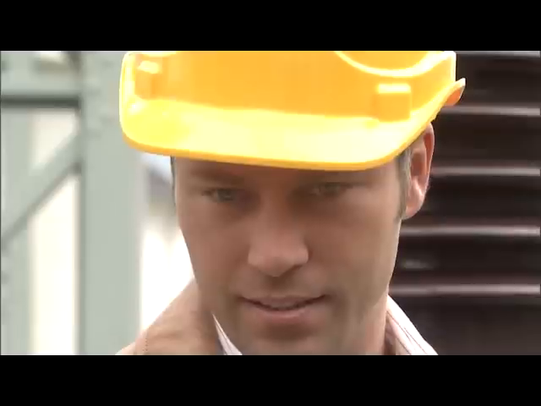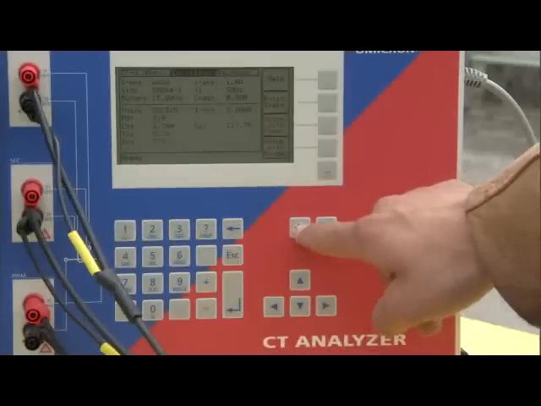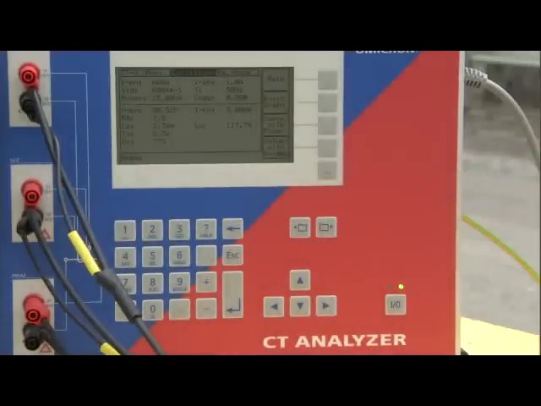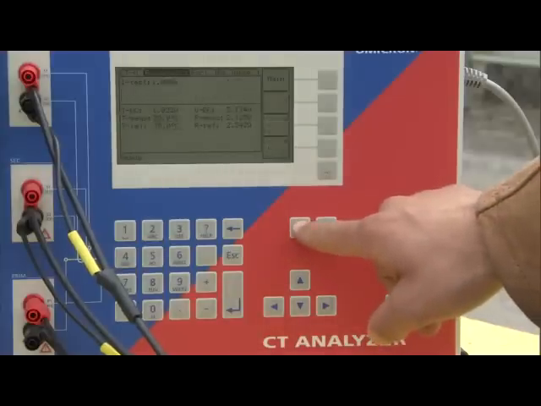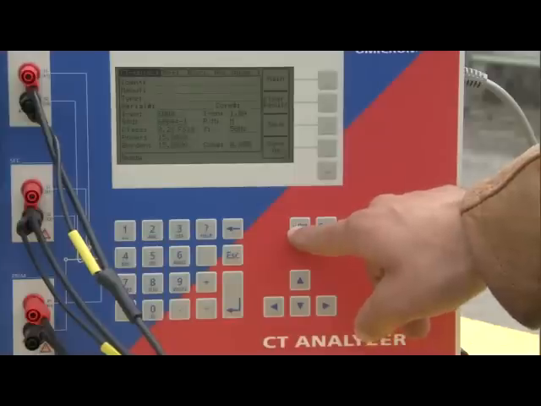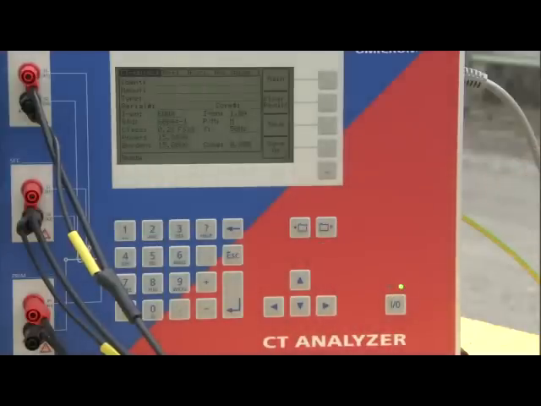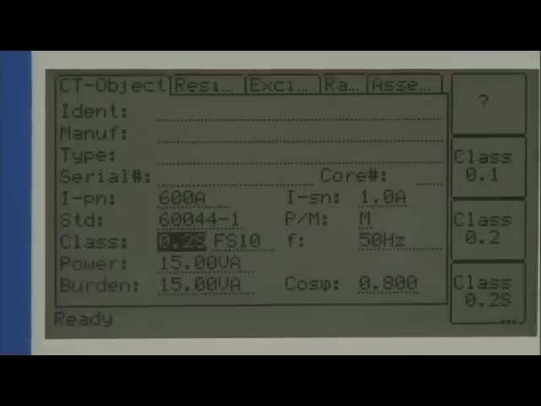Only after ratio measurement is completed can the CT analyzer calculate the instrument security factor, the accuracy limiting factor, or the maximum terminal voltage. For the measurement that has just been performed, primary current, secondary current, and the class had not been entered prior to the measurement. The device has determined that the class is 0.2S with instrument security factor 10.